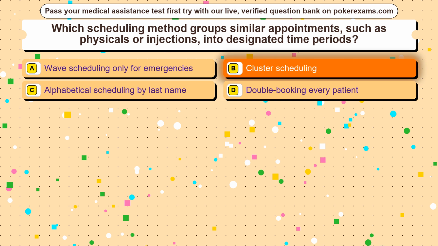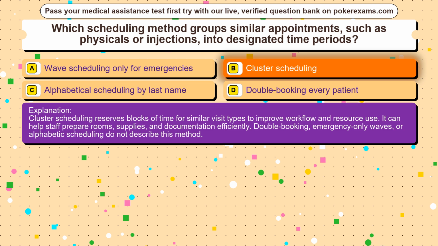The correct answer is option B. Cluster scheduling. Cluster scheduling reserves blocks of time for similar visit types to improve workflow and resource use. It can help staff prepare rooms, supplies, and documentation efficiently.